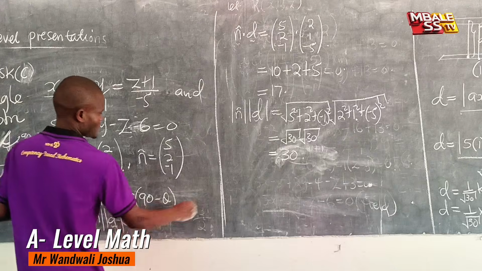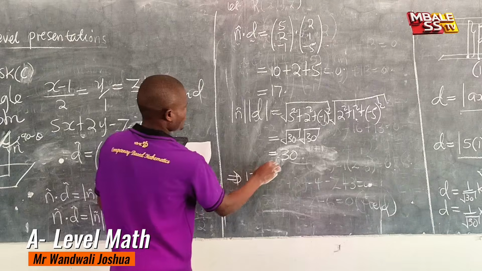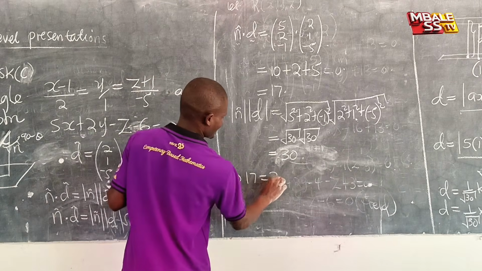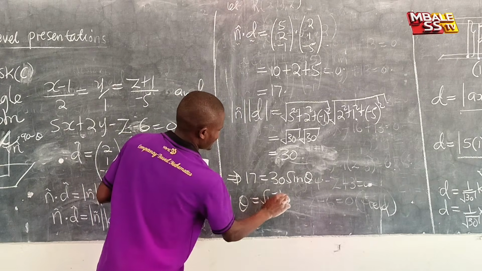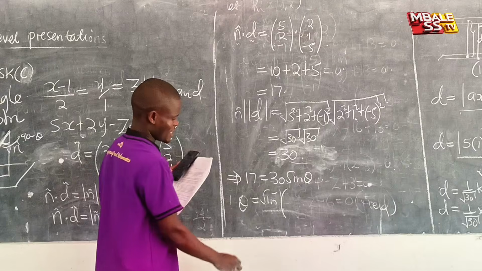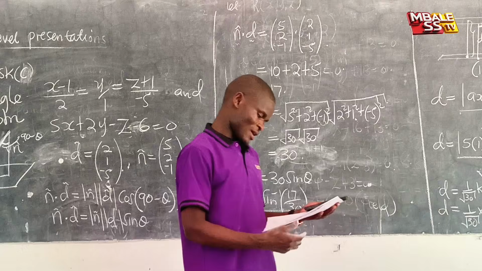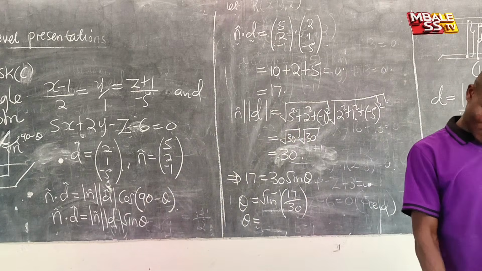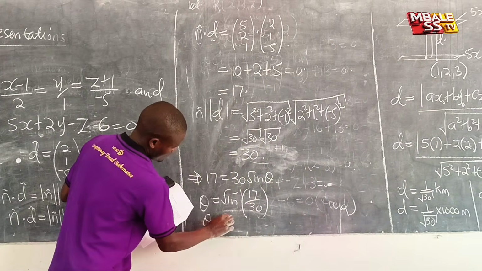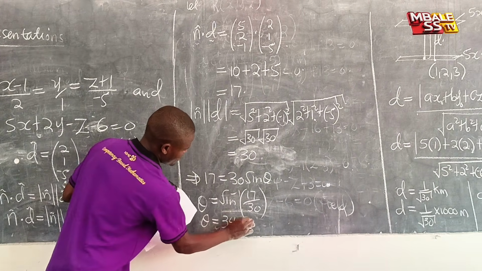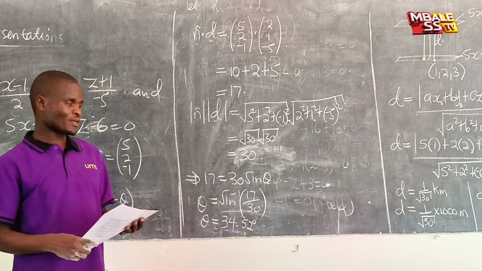So by definition, by substitution, n dot d, which is 17, is equal to the product of magnitudes, which is 30, times sine of theta. So the value of theta will be the sine inverse of 17 out of 30, and the angle we get is 34.52. You can give a minimum of 2 decimal places. This angle is measured in degrees.